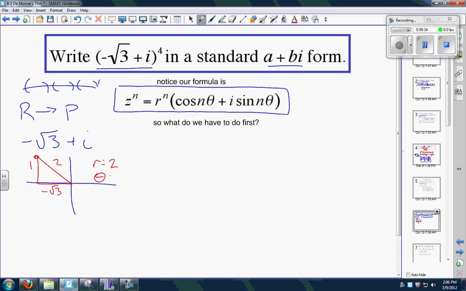Only other thing now I need is a theta. Well, if I know this is a 1, square root of 3, and a 2, that means this guy's 30. So what I care about is 150. Okay, starting in part 2, we'll try and put this stuff together.